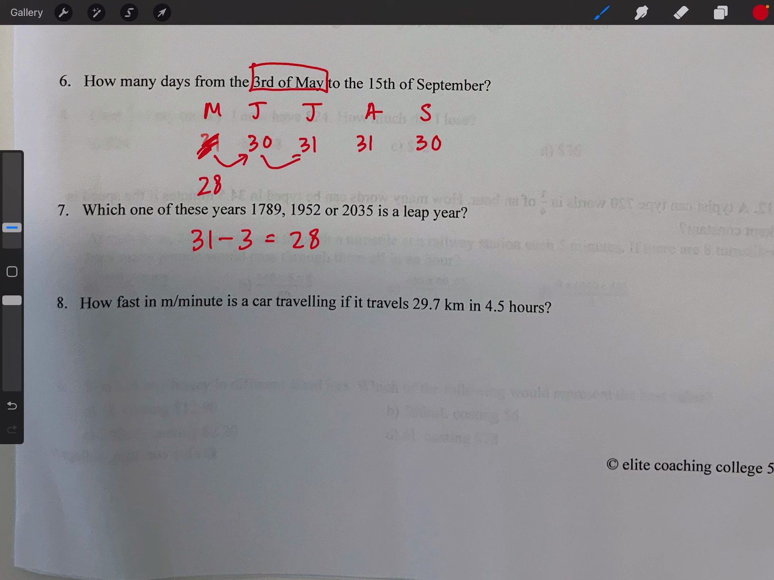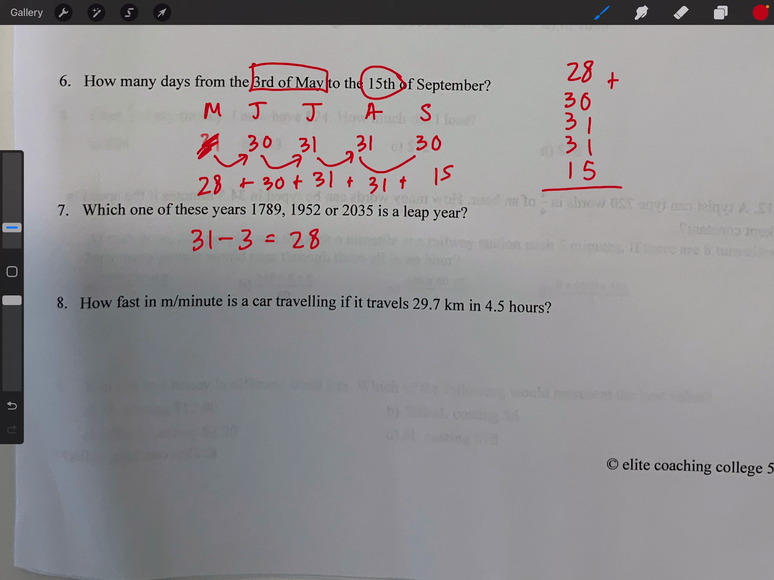And then from there, it's got another 30 days, and then 31, and then another 31. And then September, we're only going to the 15th of September, so 15. So we add all these days together: 28 plus 30 plus 31 plus 31 plus 15. Actually, I'll let you do this one yourself. You figure out whatever the number is here, okay?